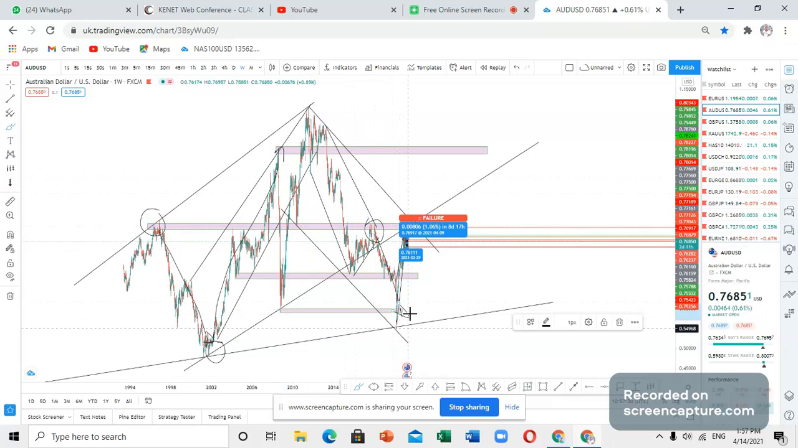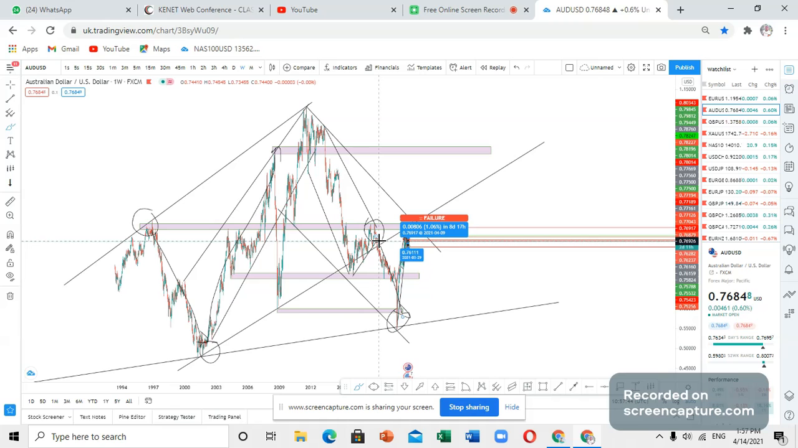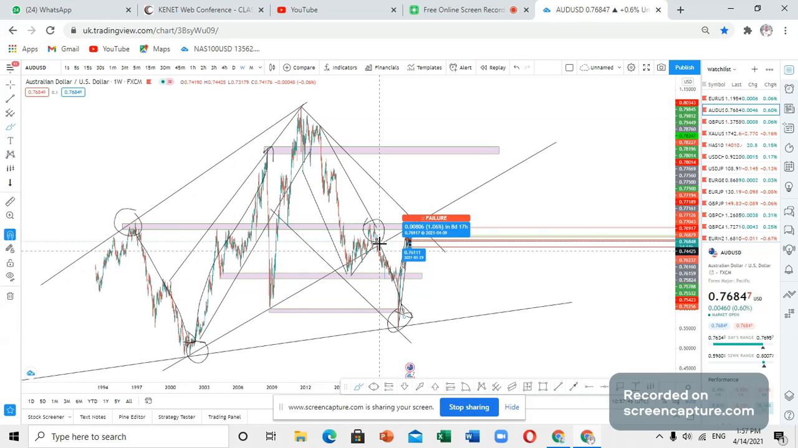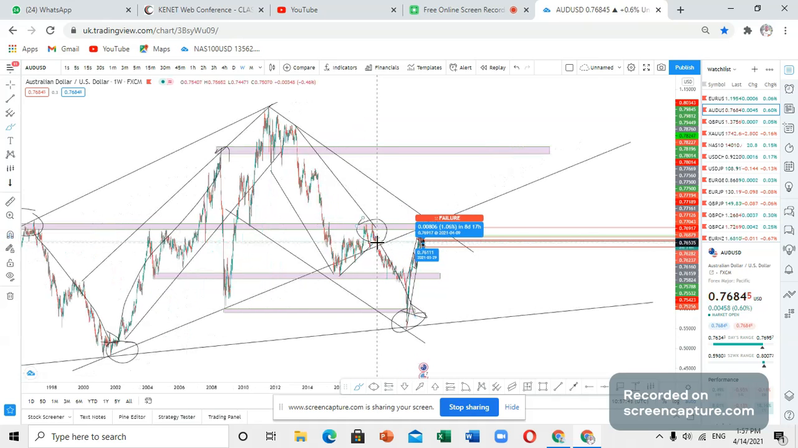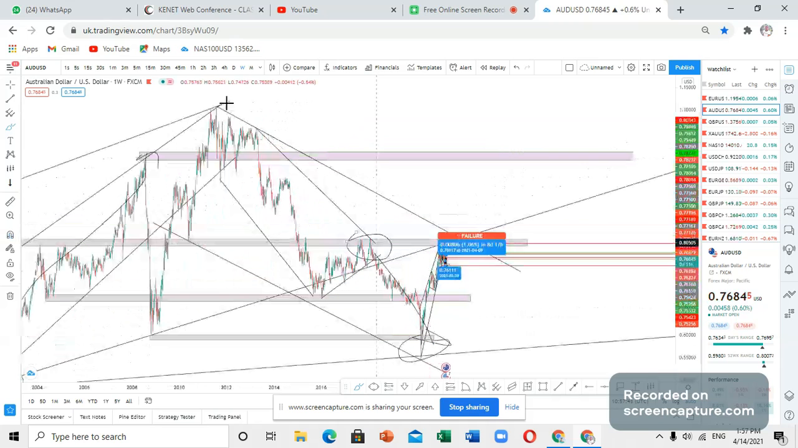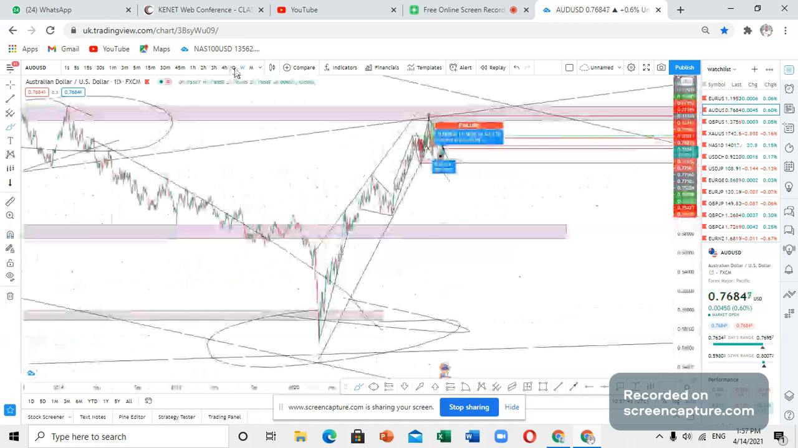So generally we are expecting the market to move up to the trend line above. So that is the weekly view of how the market is moving. Now you move down to the daily time frame so that you can see how the market is behaving on a daily time frame. So let me remove this.